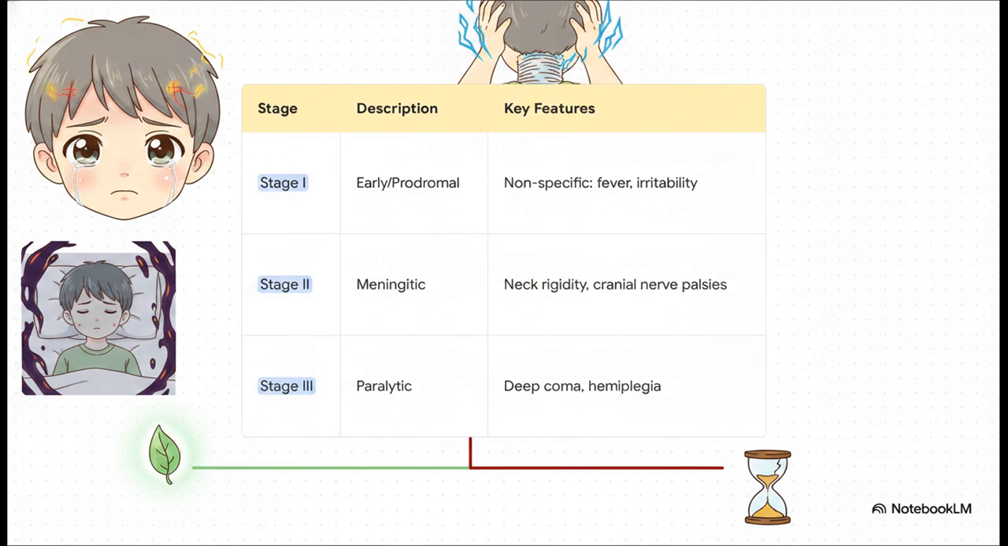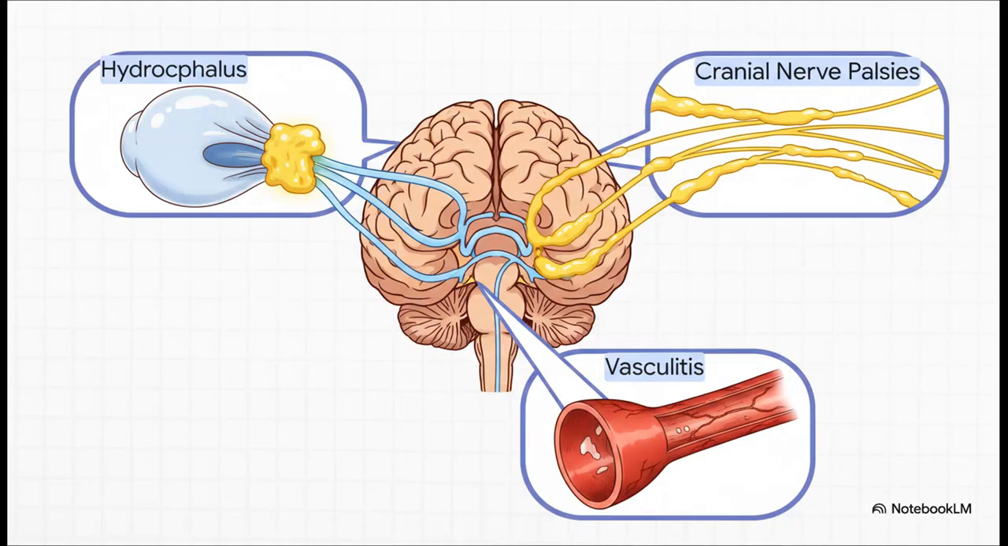The reason we care so much about this staging is that the outcome is completely tied to the stage of diagnosis. If you catch it in stage 1, the kid can do great. If you wait until stage 3, the prognosis is just awful. So what does that inflammation actually do to the brain? It causes 3 main types of damage.